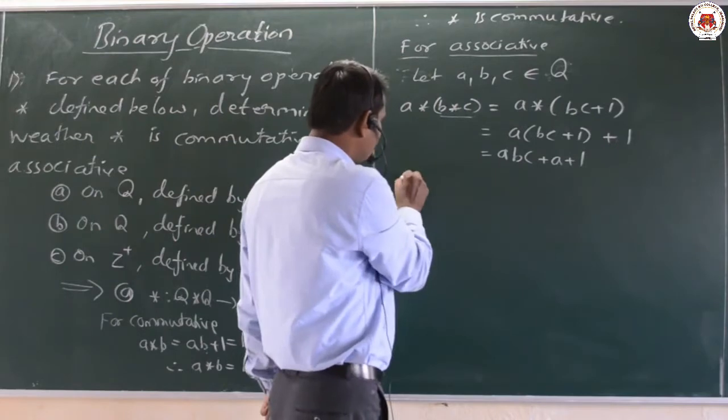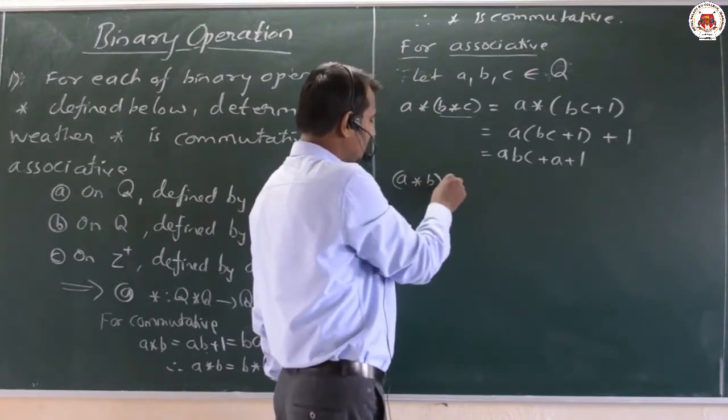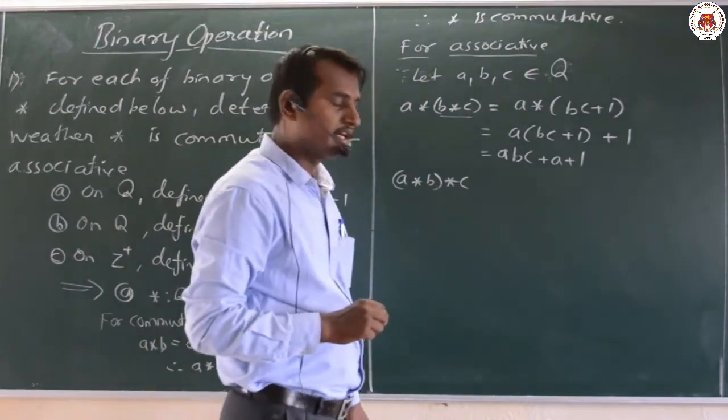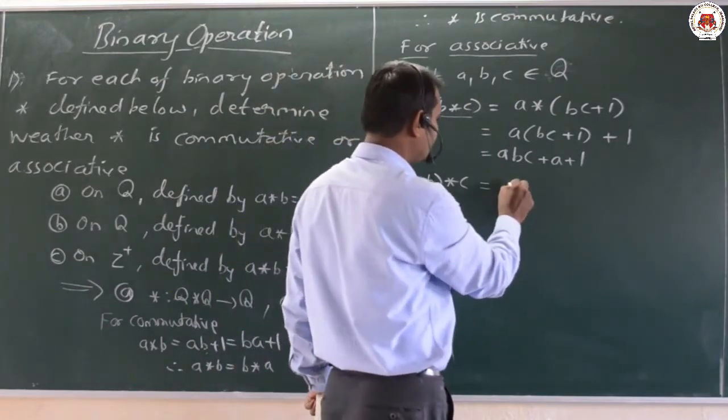Next, I require to show a star b star c. (a star b) star c equals what I get here, a star b.